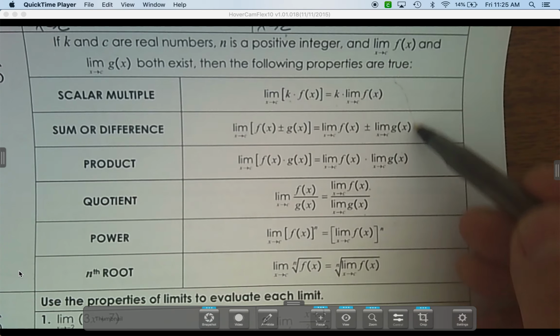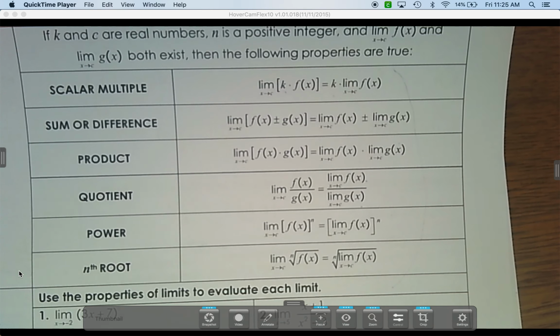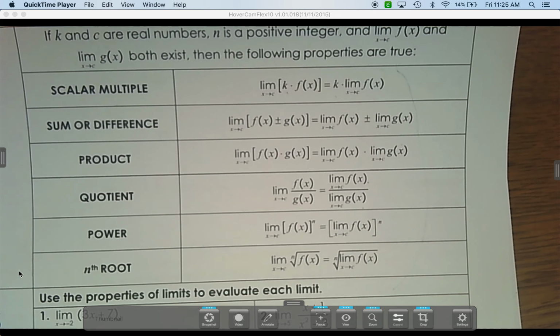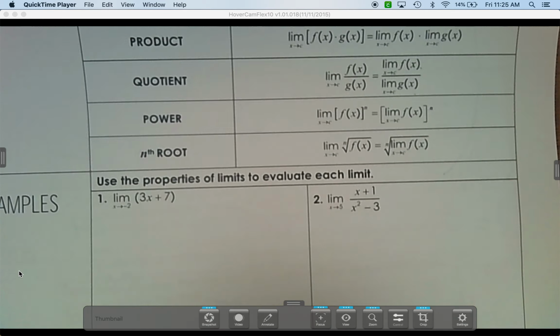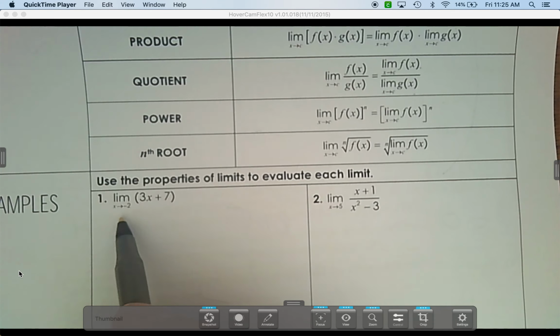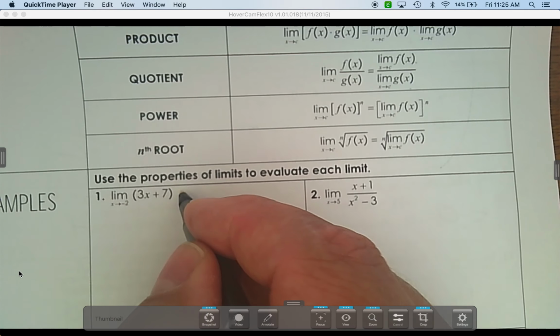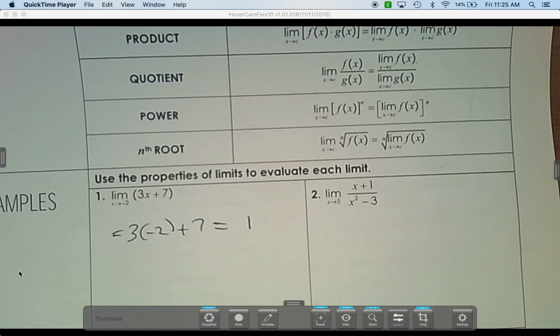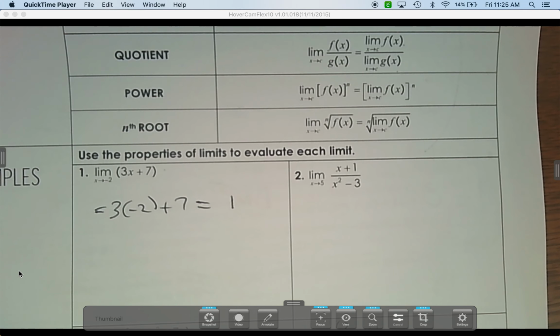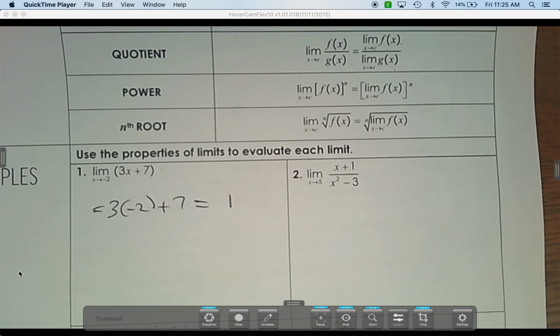So what does this all mean? It means that to find a limit, it is simply a substitution question. So let's look at number one. I want to know what the limit is as x approaches -2 of this. So simply put, you substitute in -2, answer it, and the answer is 1. That's what the y-coordinate is as x is approaching -2.